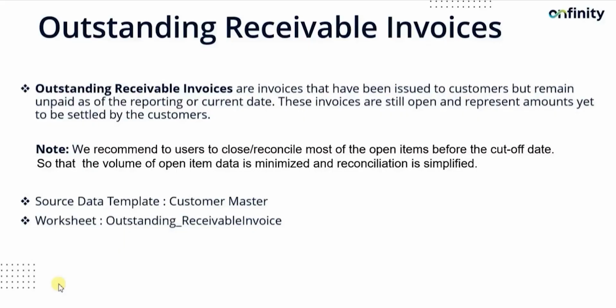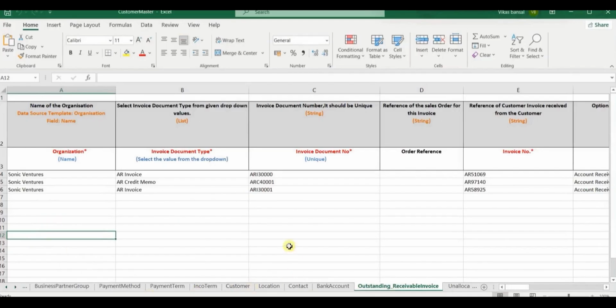Our source data template is the customer master, and there is a worksheet for outstanding receivable invoices. You have to provide the outstanding receivable invoices data in this template. You have to provide the data in this template up to the cutoff date. This is our customer master data template. We are using the same template for outstanding receivable invoices. This template has a worksheet called Outstanding Receivable Invoices. You have to put the data for outstanding invoices into this worksheet.